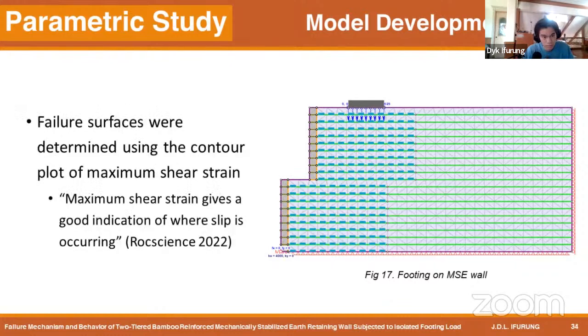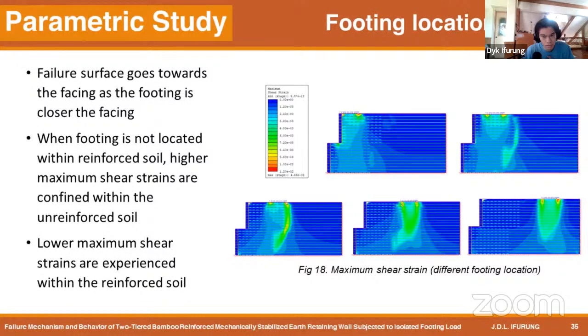The maximum shear strain contour plot was plotted to determine the failure surfaces, since according to the Rock Science Manual, maximum shear strain gives a good indication where slip is occurring. For my simulations with the variation of footing location, it can be observed that failure surfaces tend to go towards the facing as the footing is closer to the face of the wall. Higher values of maximum shear strains are confined within the unreinforced soil when the footing is not located within the reinforced soil. Lastly, lower maximum shear strains are experienced within the reinforced soil.